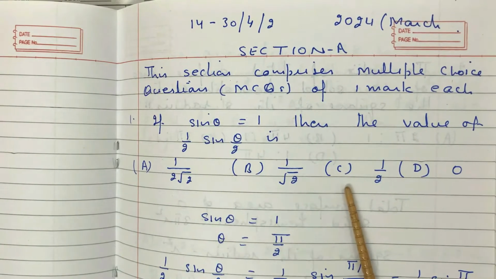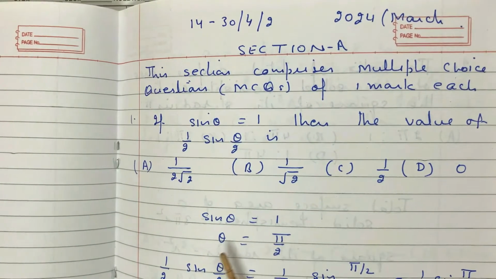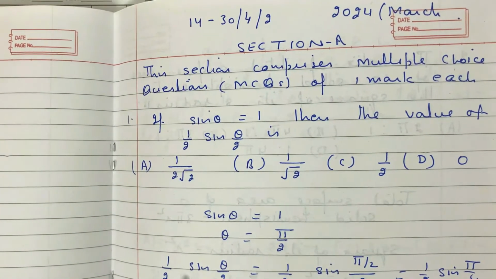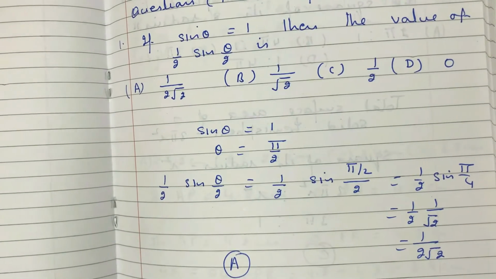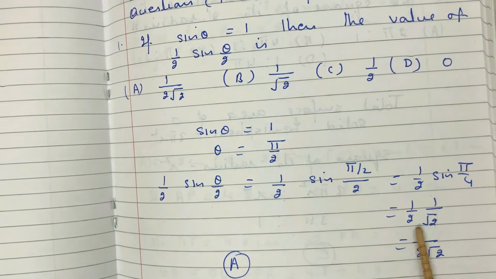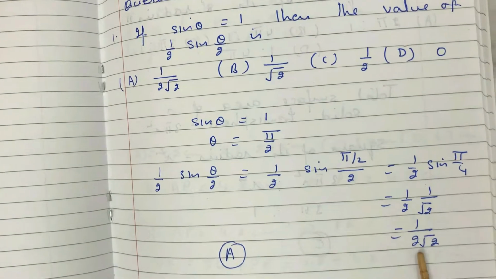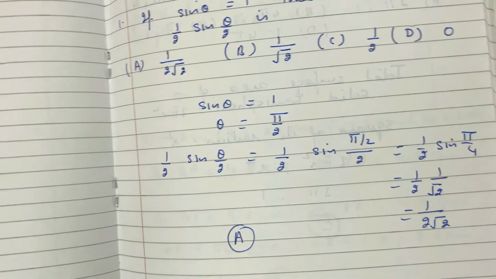There are 4 options. Now sin theta is 1, it means theta is equal to pi by 2. Now 1/2 sin theta by 2. After substituting the value, you will get 1/2 into 1/√2. That is 1/2√2. So A is the option.